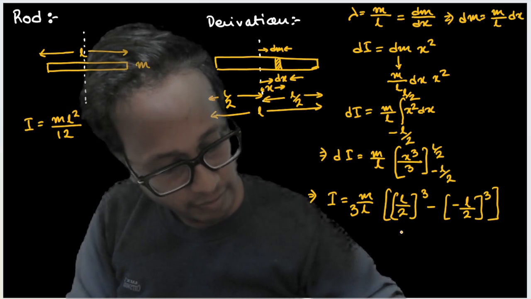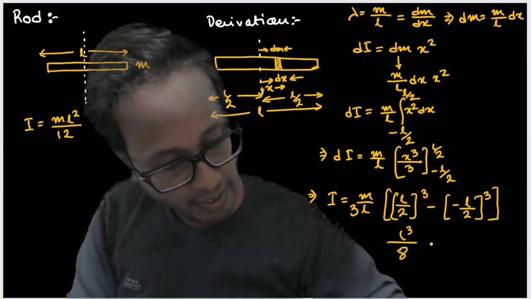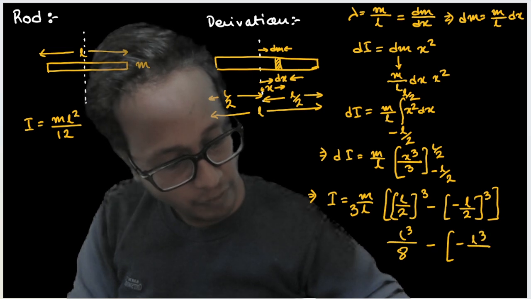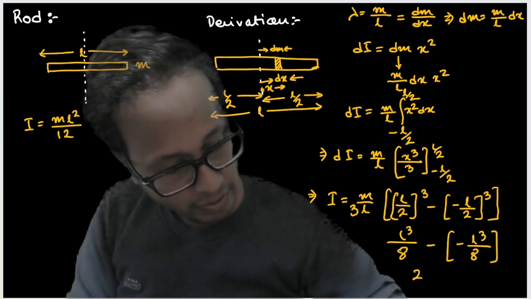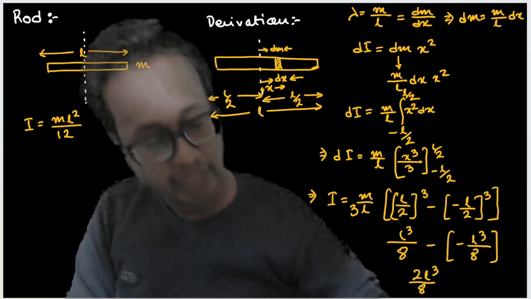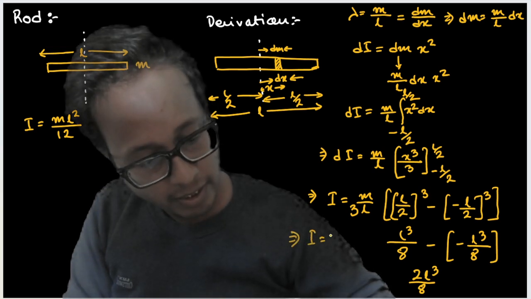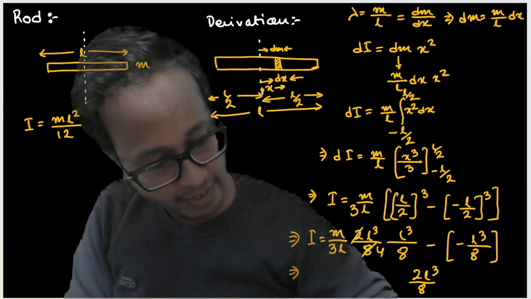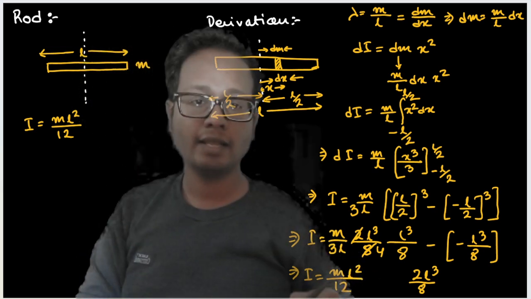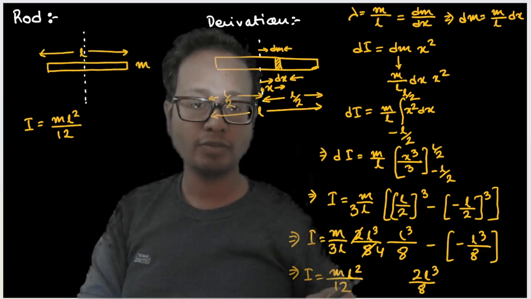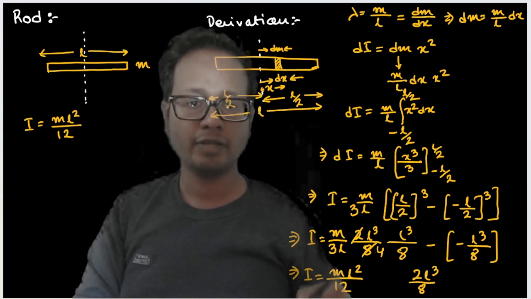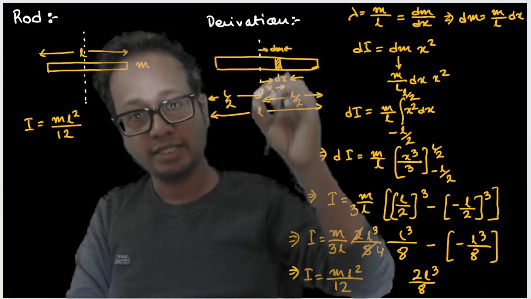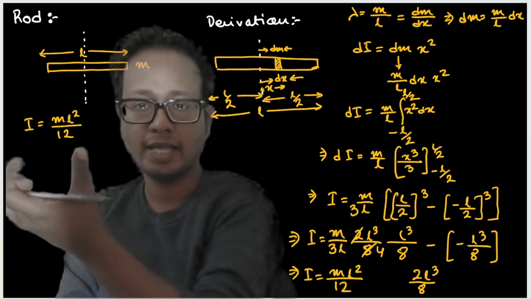And if I solve this one, L cube by 2 cube is L cube by 8, minus of minus L cube by 8, which is nothing but 2L cube by 8. So the moment of inertia of the rod is m by 3L into 2L cube by 8. And the 2 and 4 will get cancelled, so I is equal to m l square by 12. Out here, L and this L cube would get cancelled to become L square. Understood? So do not get confused about arithmetic. So the moment of inertia of a rod about an axis passing through the center is m l square by 12.